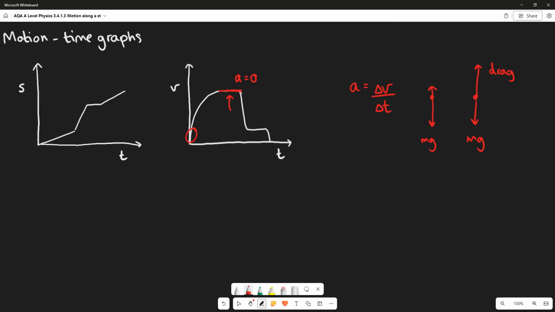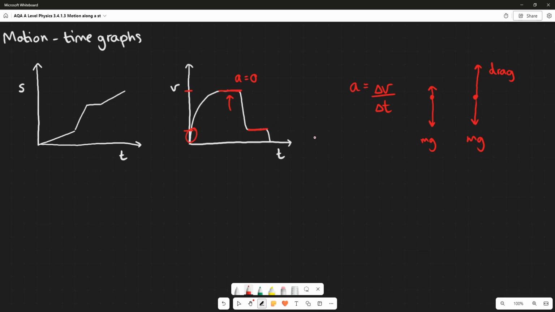After this point, they open their parachute and that causes drag to rapidly increase and they decelerate. We have a negative gradient in this part of the graph. So that's a negative acceleration, a deceleration, and that causes their velocity to decrease from a high value to a low value. Notice that this is the terminal velocity here, a high value, and it decreases to a low value down here. They then reach a second terminal velocity with their parachute open, and then they land on the ground.